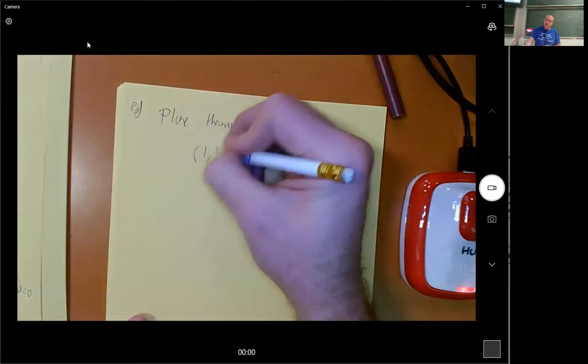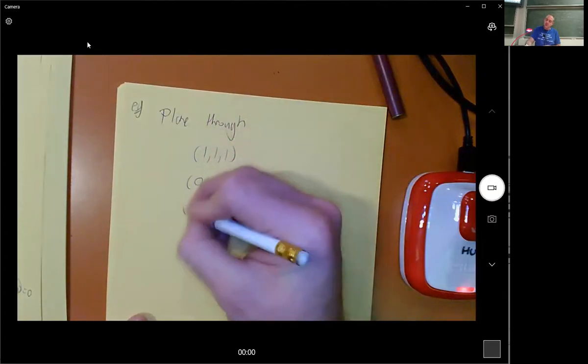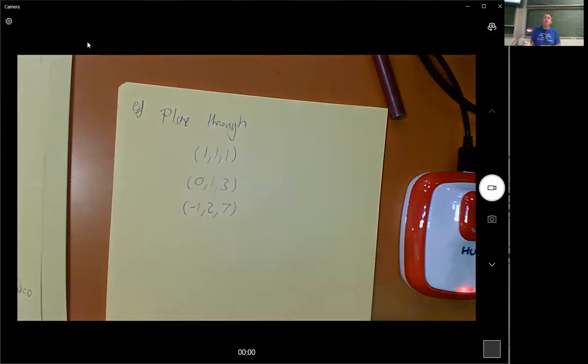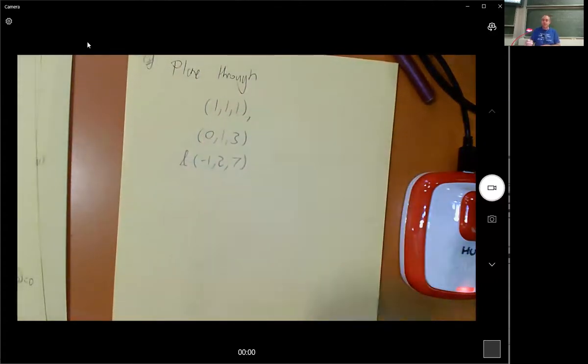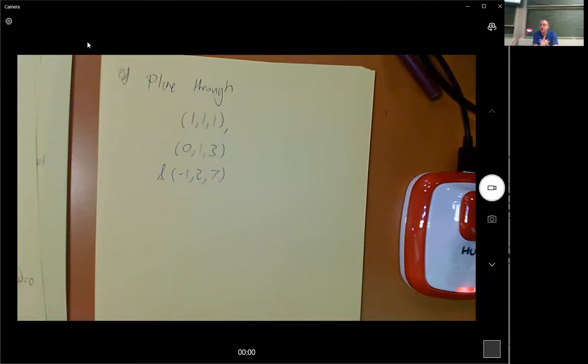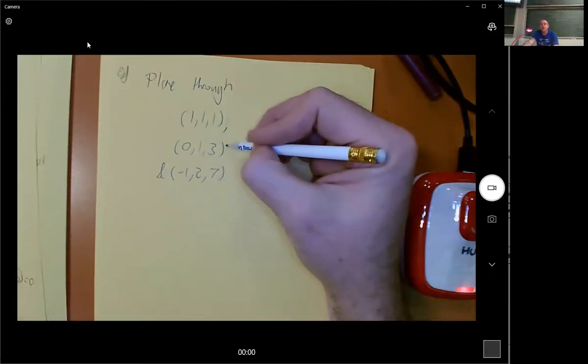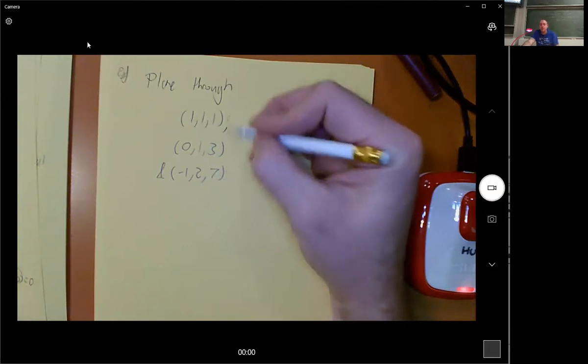A plane through 1, 1, 1, 0, 1, 3, and minus 1, 2, 7. You only need 3 points to make a plane. I'm just going to check that these 3 points are actually in a plane and not in a line. Like if they're all in a straight line, there's infinitely many planes through a line. Because you can put a line here and then spin the plane around the line, and there's lots of planes. So if they were all on a line, then the journey from this one to this one would be a multiple of the journey from this one to this one.